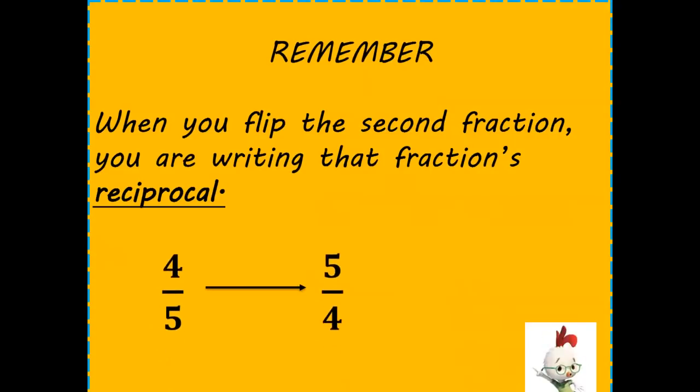For example, 4/5. The reciprocal of 4/5 is 5/4. You just need to flip it. That is the reciprocal of 4/5. Okay, so example number 1.